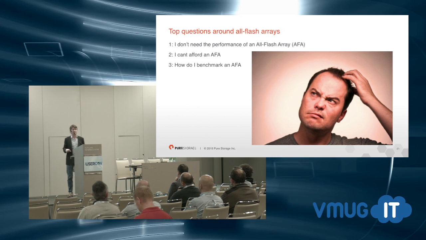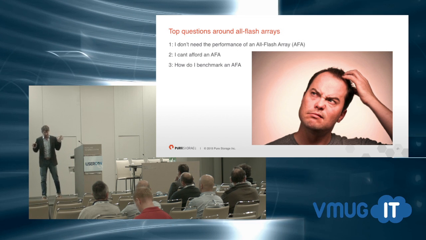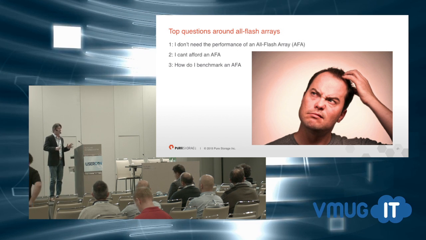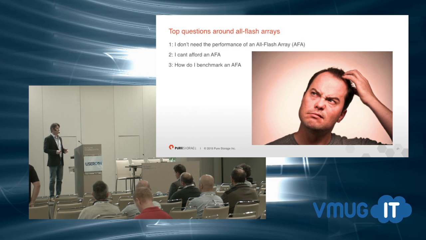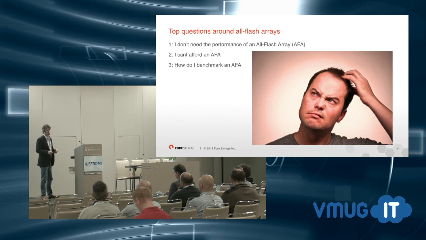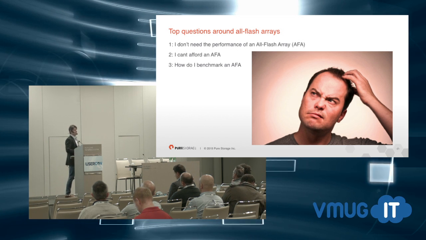The second item is someone will say, okay, I get that flash is faster and has other benefits, but I probably can't afford it. Flash costs 5-6x that of disk. I can't afford it. So we're going to talk about that as well.